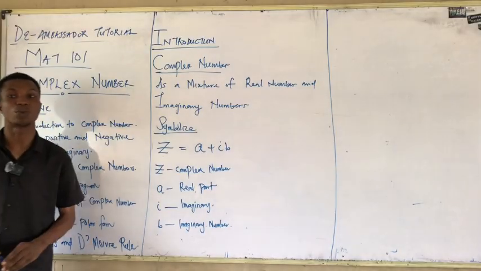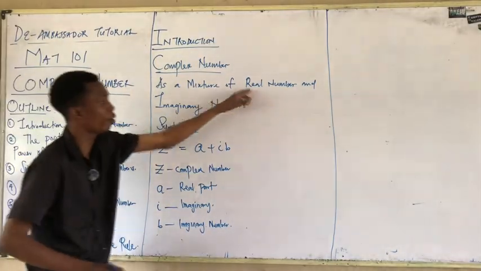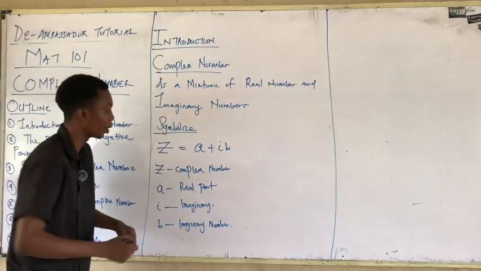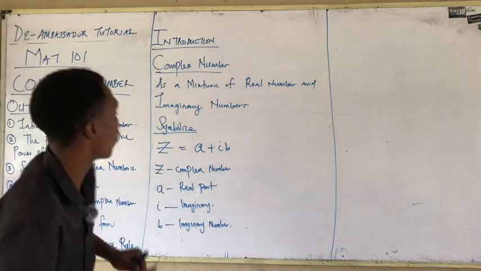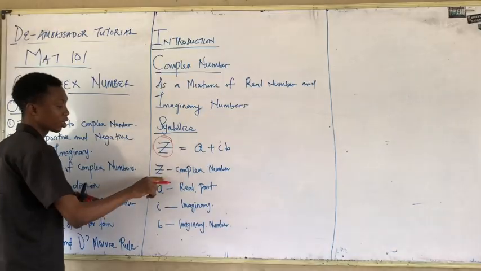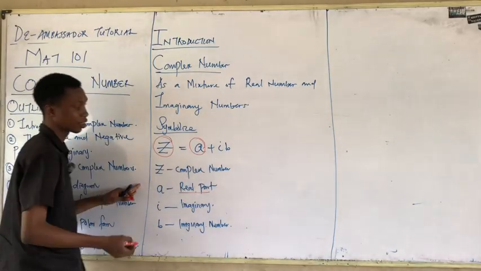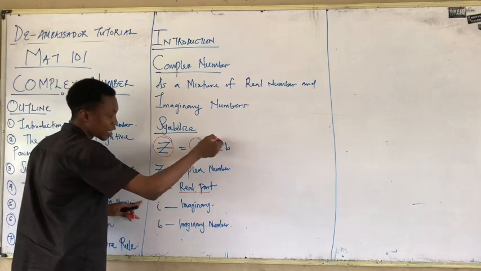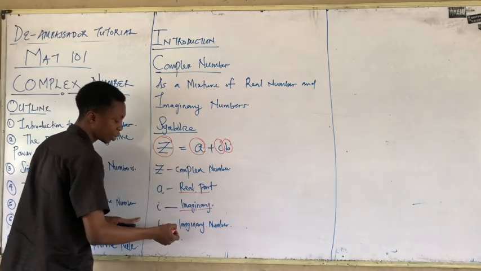This is just the introduction to what is complex number. Like I said, a mixture of two things. What's the first thing? Real numbers, and what? Imaginary numbers. So like I said, where we have our z, what is it? A complex number. This a is called a real part. This i itself is called imaginary. Then when you use that b, what is that?